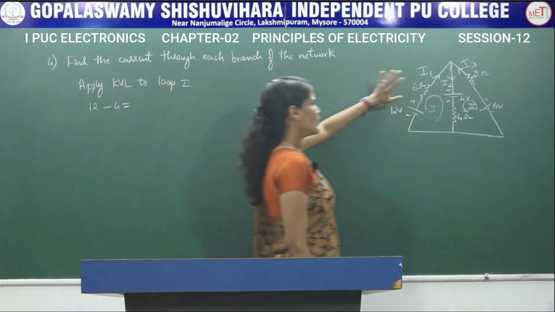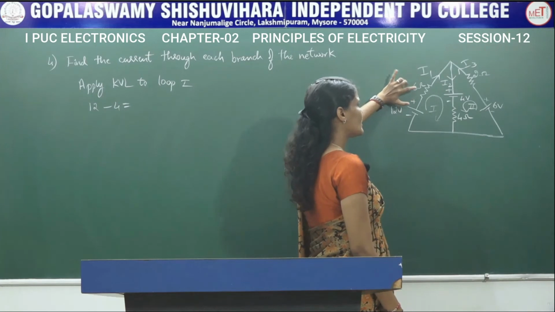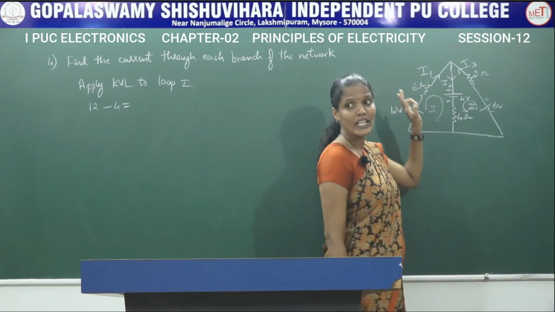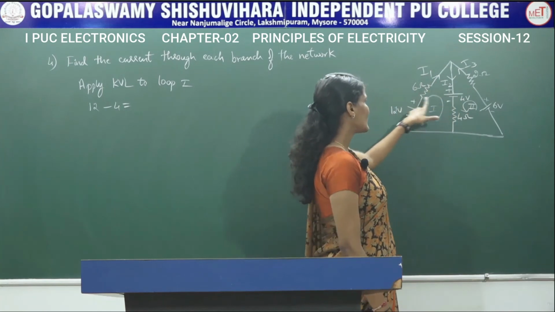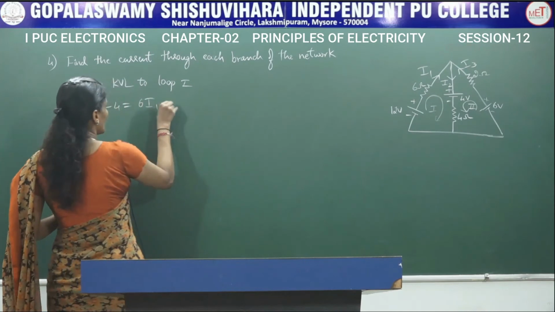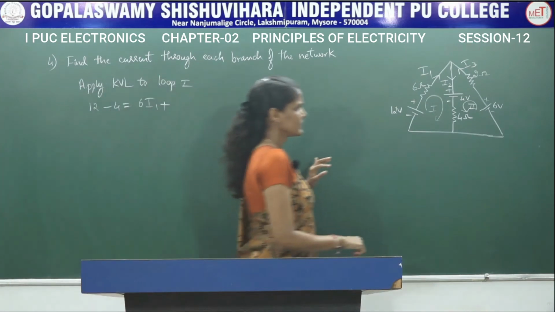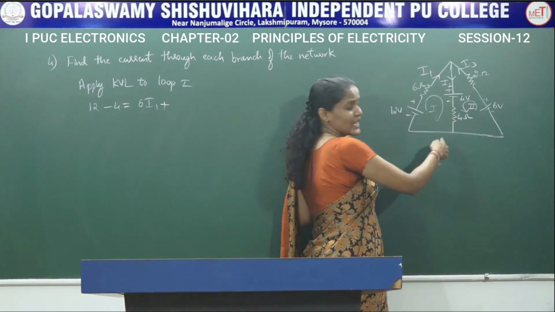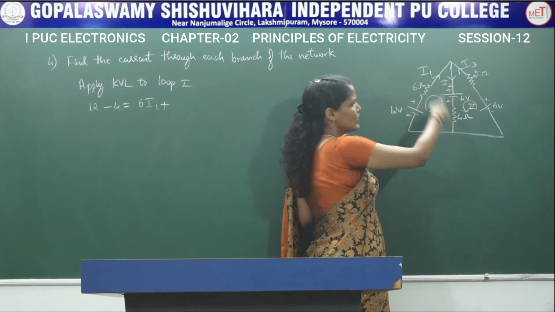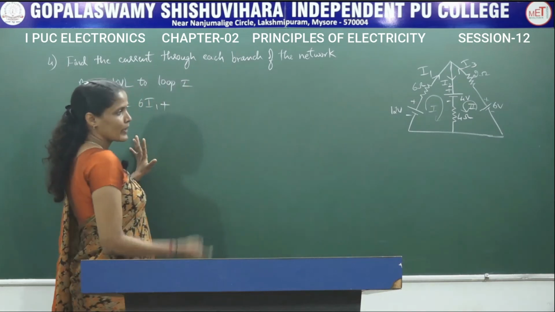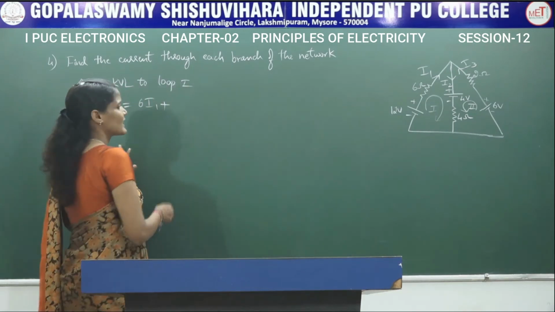Clear? Now coming to these IR drops, the loop current as well as the I1 current are flowing in the same direction. So the IR drop for 6 ohms is 6 I1 plus I2, and the loop current is flowing in the same direction through this 4 ohm. So the sign convention for 4 ohm, that is the IR drop across 4 ohms, must be considered as positive.